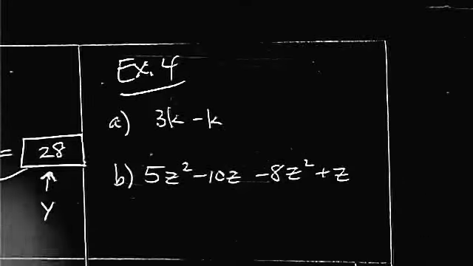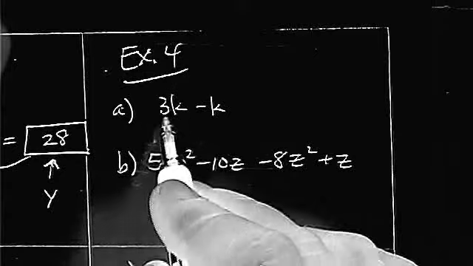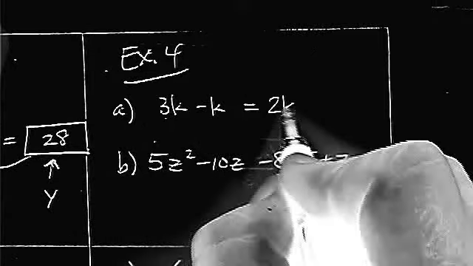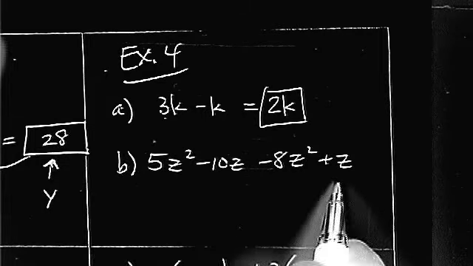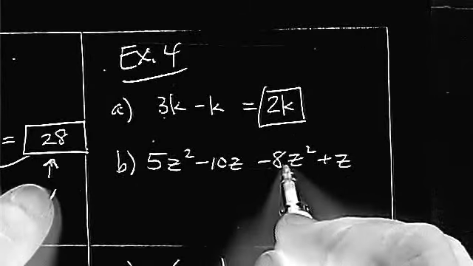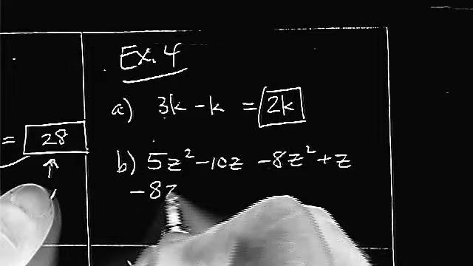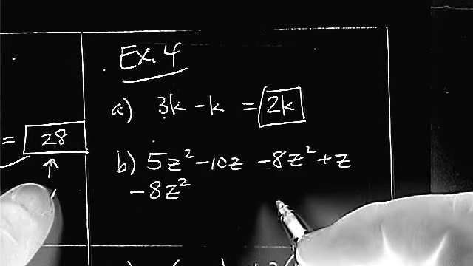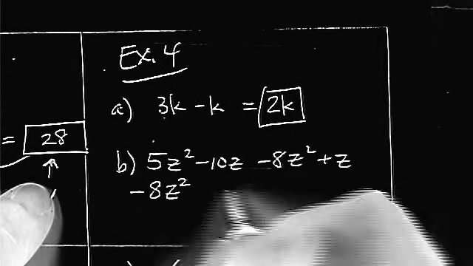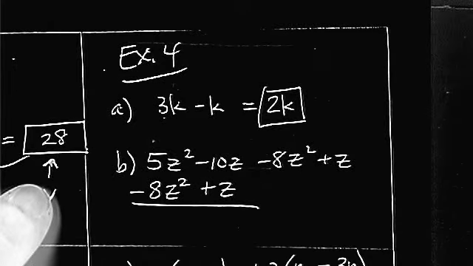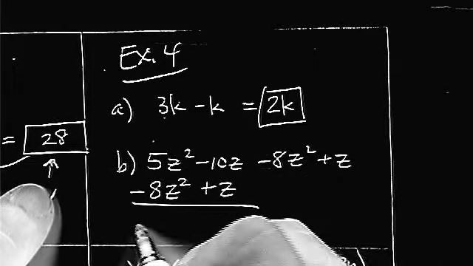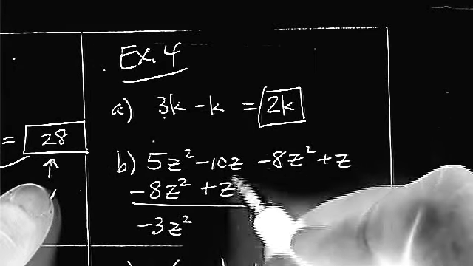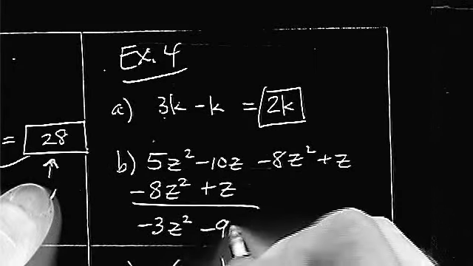Okay, adding like terms. So if I have 3k and I take away 1k, that's obviously equal to 2k. Now, when I see things like this, and I'm trying to add like terms, I actually use a little bit of my kindergarten days, maybe first or second grade, where you line things up in columns, and then you add down those columns. So 5z squared, take away 8z squared is -3z squared. -10z plus 1z is -9z.